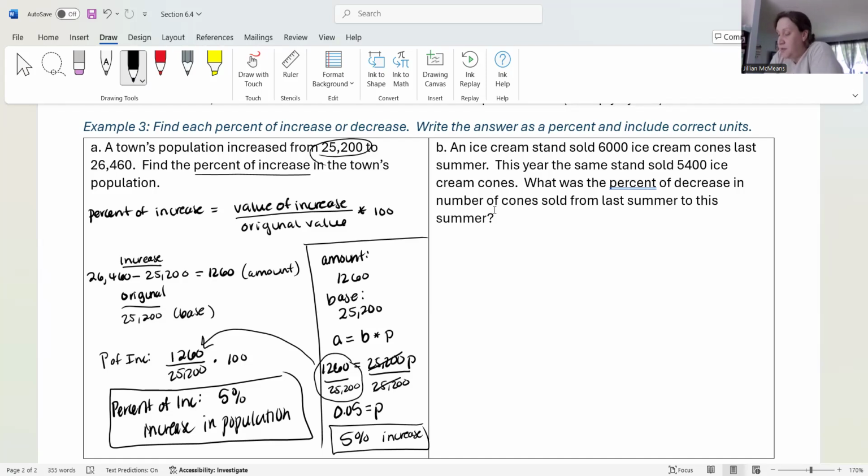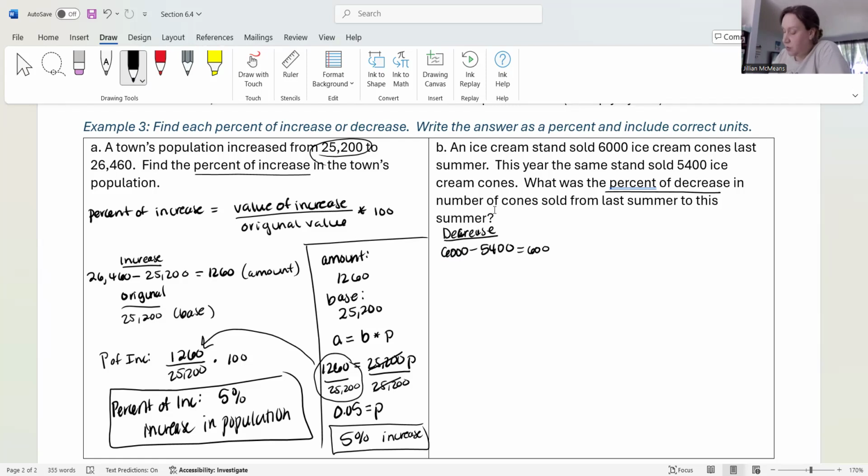Now, next up, we have an ice cream stand sold 6,000 ice cream cones last summer. This summer, the same stand sold 5,400 ice cream cones. What was the percent of decrease in the number of cones sold last summer to this summer? So let's first figure out the value of the decrease. Well, they originally sold 6,000 ice cream cones, but this summer they only sold 5,400. So that's going to be a difference of 600 cones.